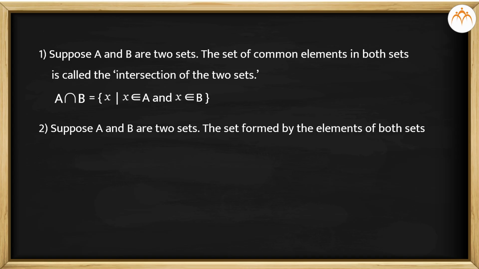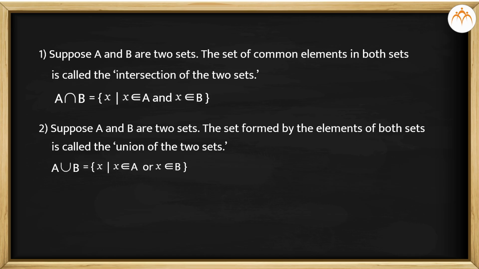Suppose A and B are two sets. The set formed by the elements of both sets is called the union of the two sets. A union B is the set of elements x such that x belongs to set A or x belongs to set B. n(A union B) is equal to n(A) plus n(B) minus n(A intersection B).